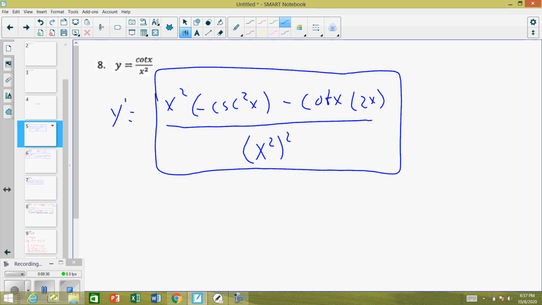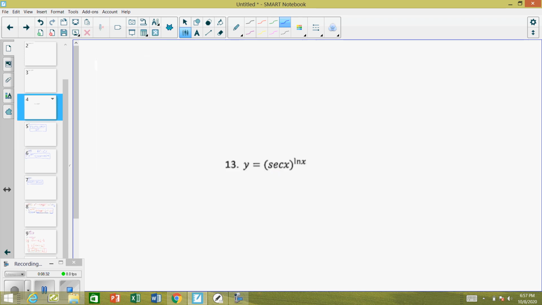Let's keep going. Pause the video if you need to, but we're going to keep going. Trying to keep it under 10 minutes, but it might go a minute over or 2. That's okay. All right, I almost didn't do this one because it's like the first one we did, but it does involve secant and ln, which is kind of cool.